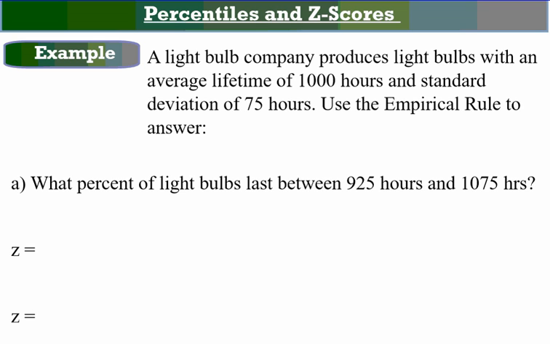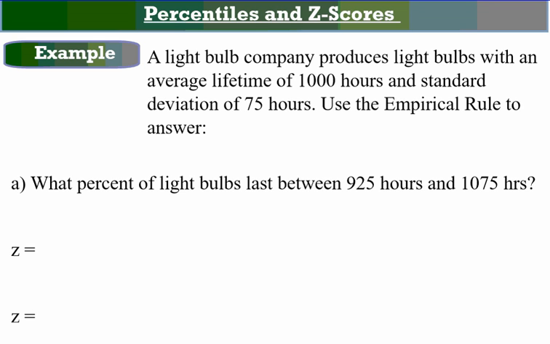And then the last part we're going to do is tie these together with some calculations. This is where z-scores and statistics become very useful in determining what percent of items are going to last a certain amount of time, or people have a certain weight or height, or SAT score. So a light bulb company produces light bulbs with an average lifetime of 1,000 hours and a standard deviation of 75 hours. Use the empirical rule to answer the following questions.